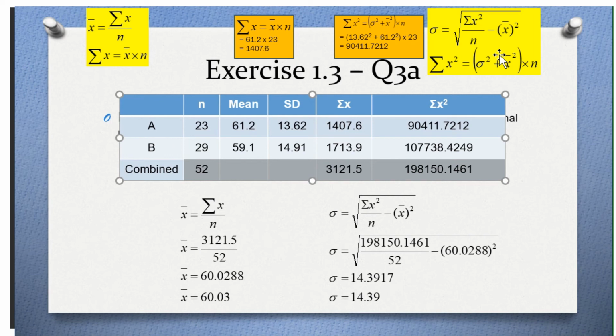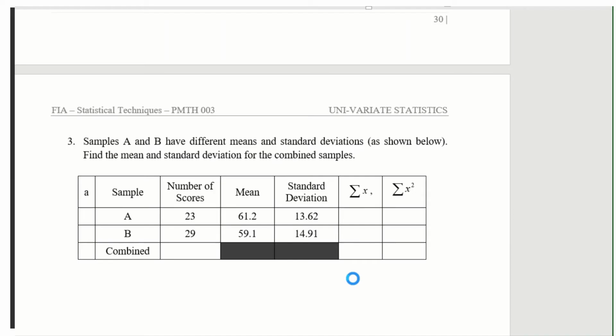Follow these steps, okay? So how to find your mean? This divide this. Can you see that? Put it in 4dp, then round off. How to find standard deviation? This, divide this, minus mean squared, whole thing square root. That's your answer. I really hope you can manage this, okay?